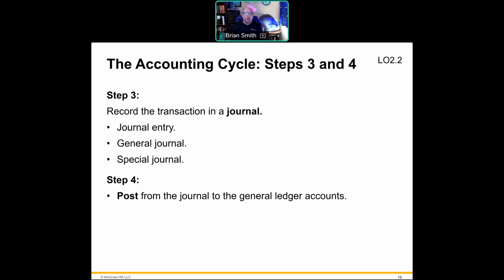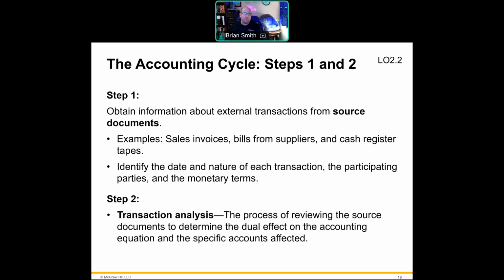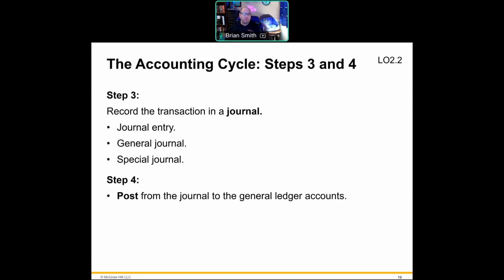For the transaction in the journal, I was behind. I didn't click the button before. I'm sorry. There it is. That's what I was talking about.